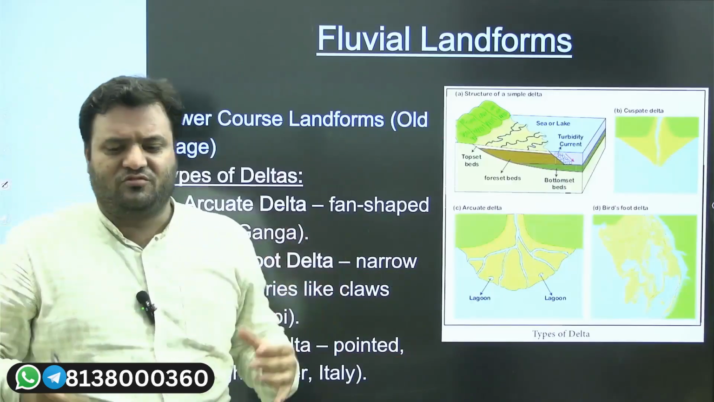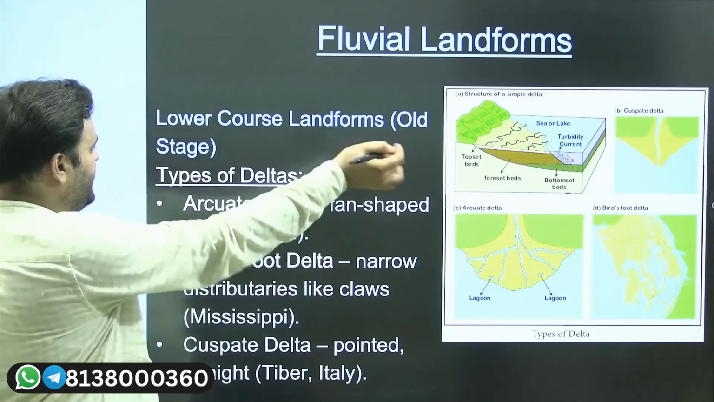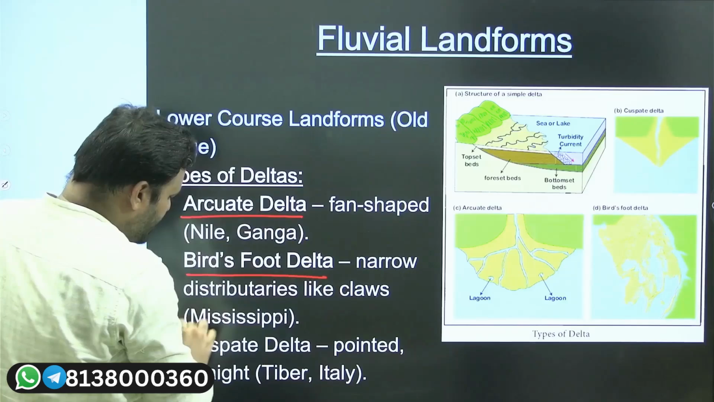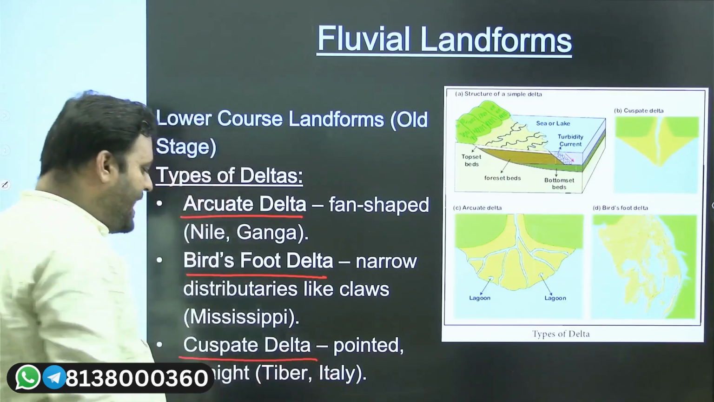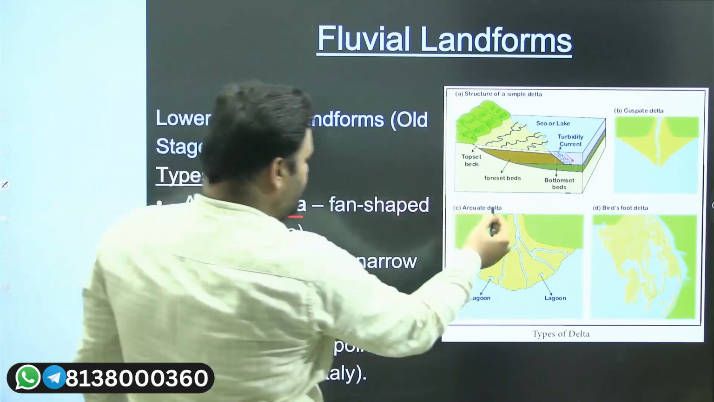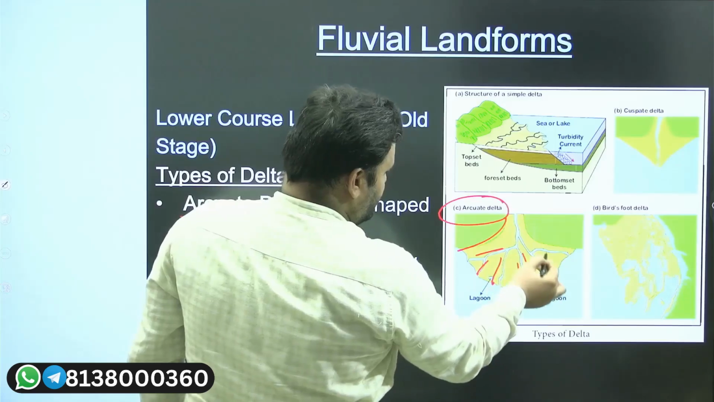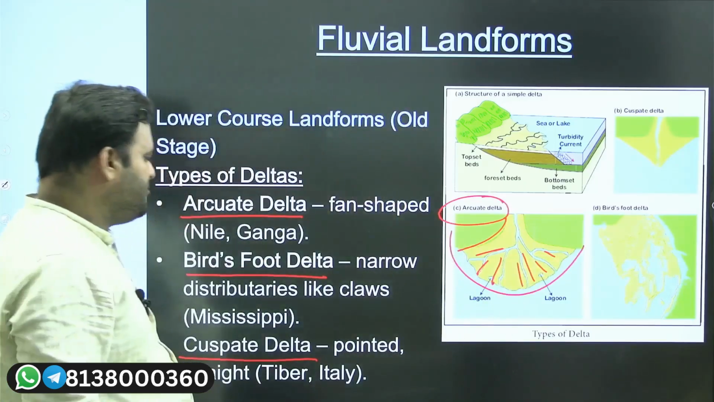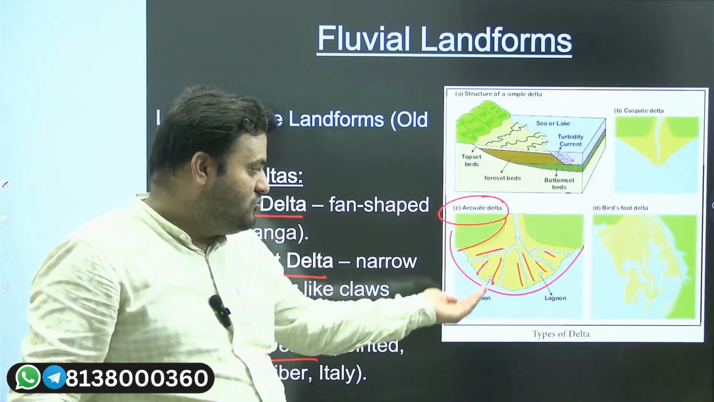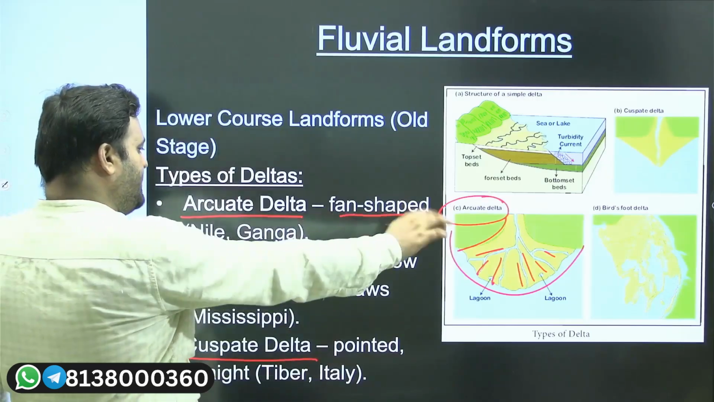Let's have some clarity regarding the types of deltas. Here if you see, we have types of deltas. We have an arcuate delta, a birdfoot delta, and a cuspate delta. Here you will see the arcuate delta has a fan shape, a fan conical kind of shape. The River Nile in Africa and the River Ganga form this kind of delta, where you will see a fan-shaped delta.